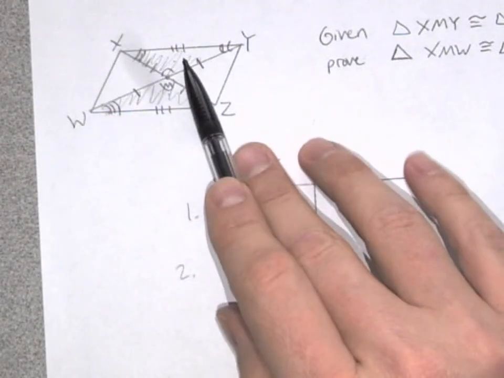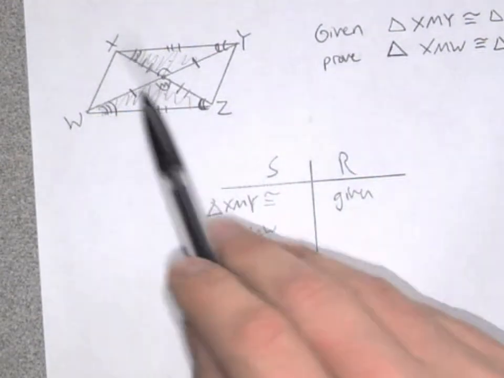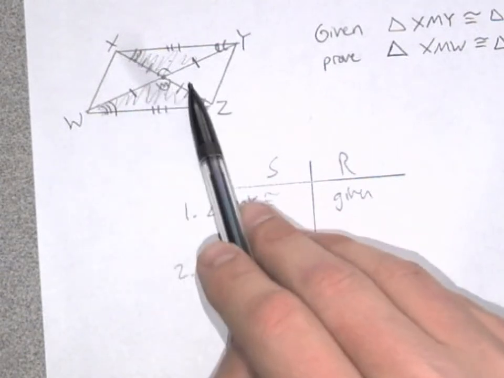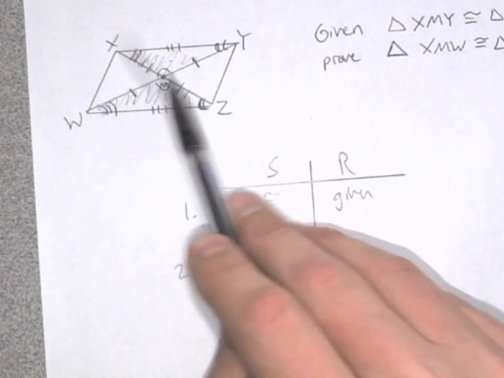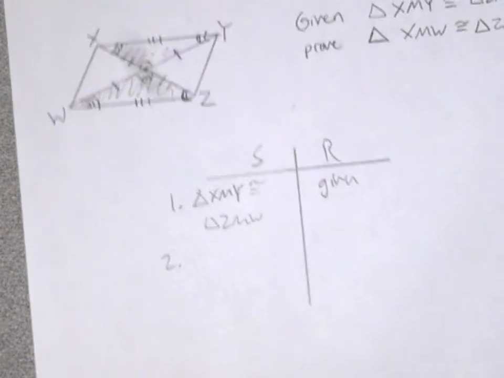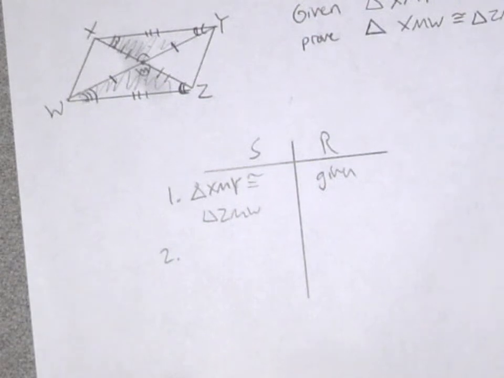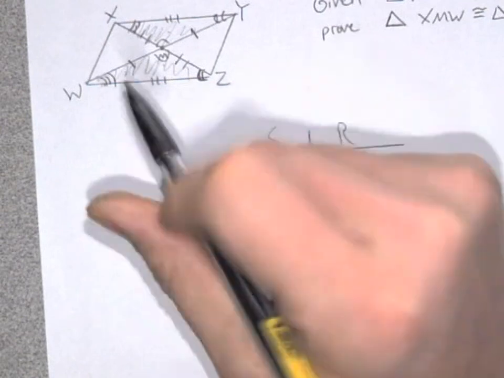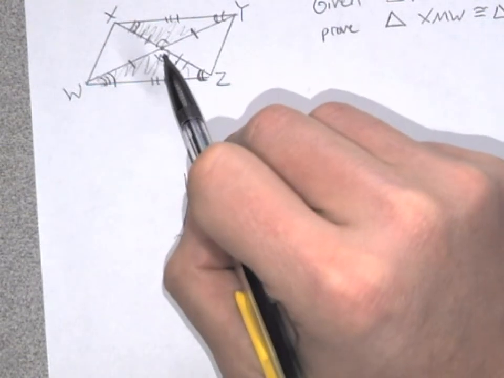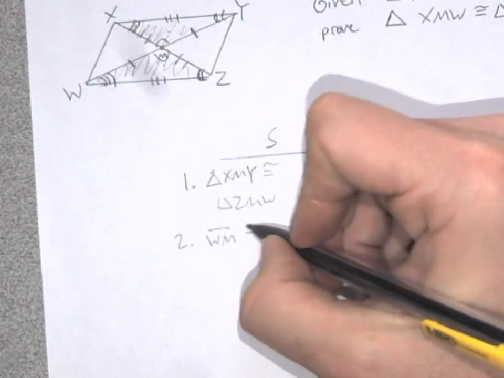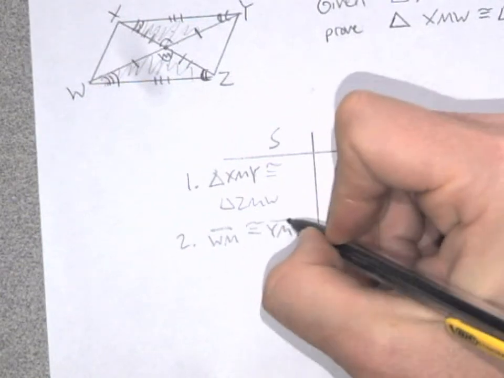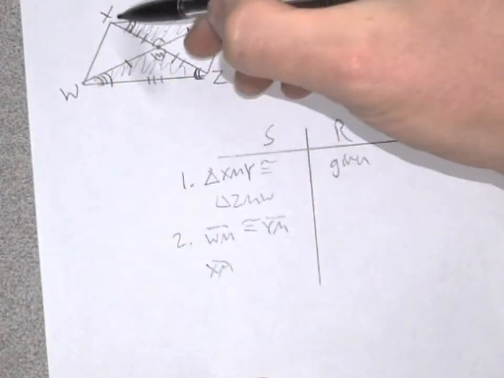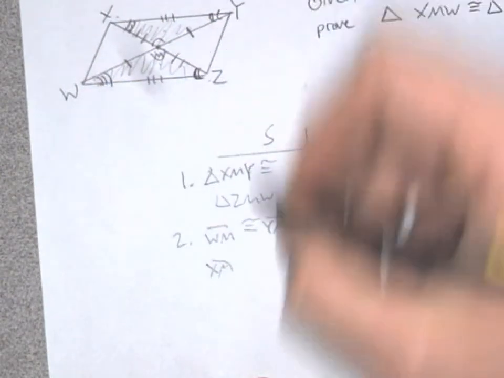From these two. Now, if you think about what that means, we want to show these two triangles are congruent. Well, we got these two sides already, and these are vertical angles. So we're basically almost there. So let's start out by saying that WM, this guy, is congruent to YM. We'll also say that XM, this guy, is congruent to ZM.